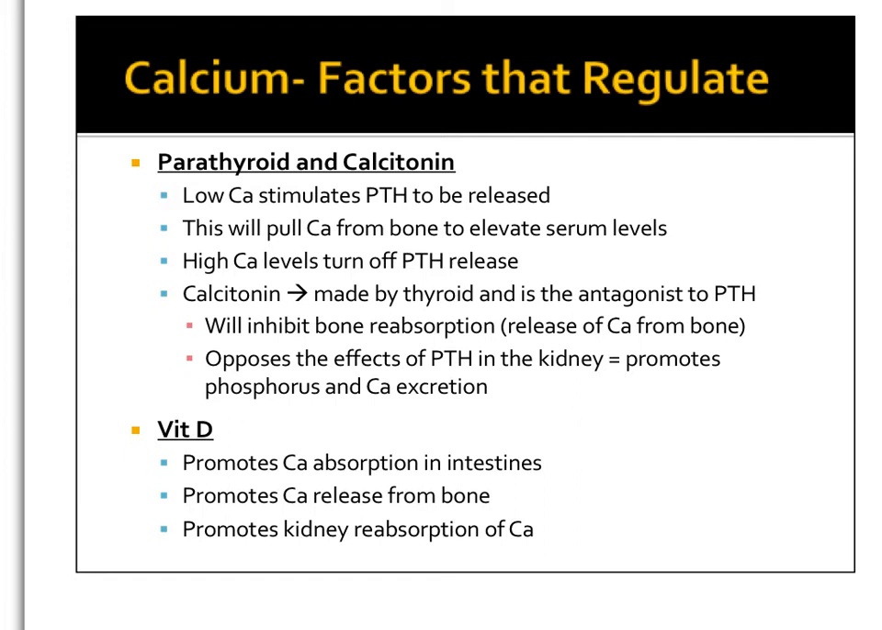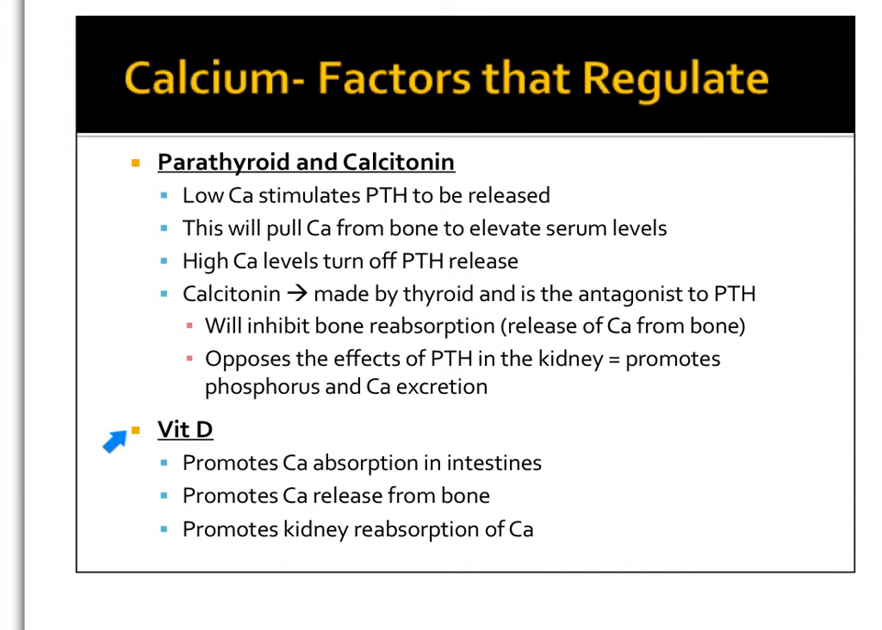Now, there is one factor that makes calcitonin similar to parathyroid hormone and not a direct antagonist. If you remember, when parathyroid hormone levels are increased, calcium is reabsorbed by the kidney, but phosphorus is excreted. Calcitonin is a little bit different in that when calcitonin levels are high, it promotes the excretion of phosphorus and calcium. So calcitonin will tell the kidney to get rid of phosphorus and calcium. That's the only difference there.